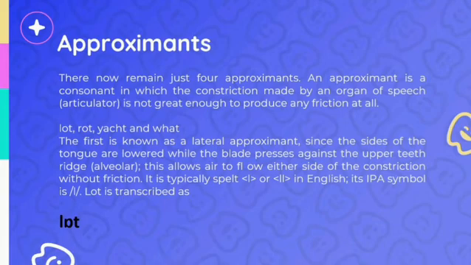The first is known as a lateral approximant, since the sides of the tongue are lowered while the blade presses against the upper teeth ridge. This allows air to flow either side of the constriction without friction. It is typically spelled l or ll in English. Its IPA symbol is l. Lot is transcribed as lot.